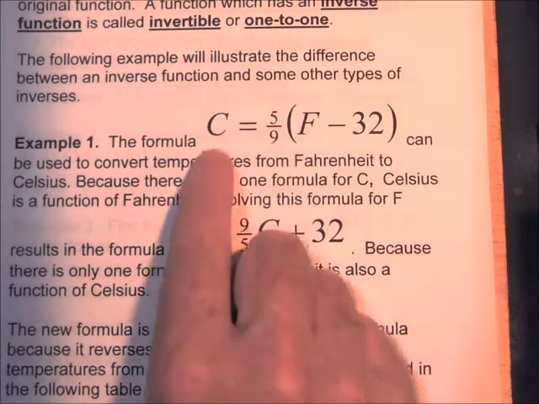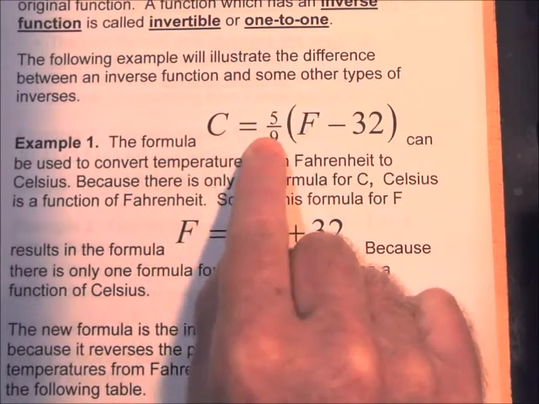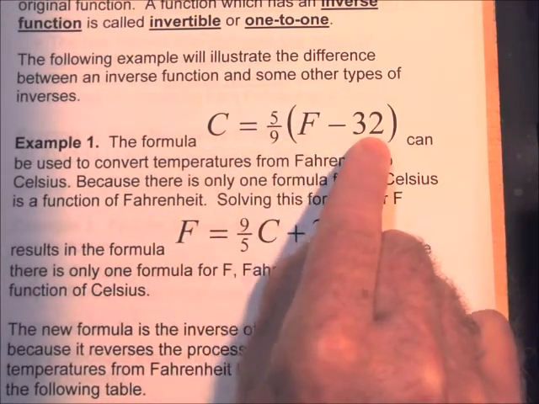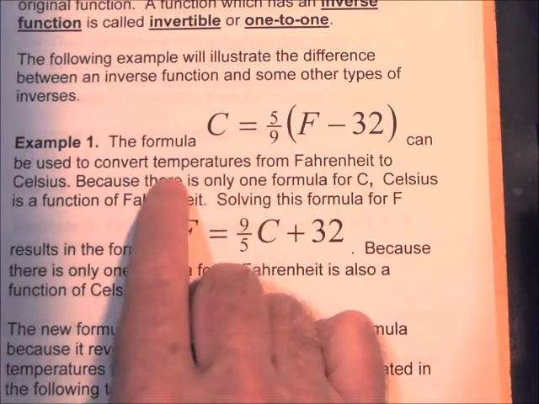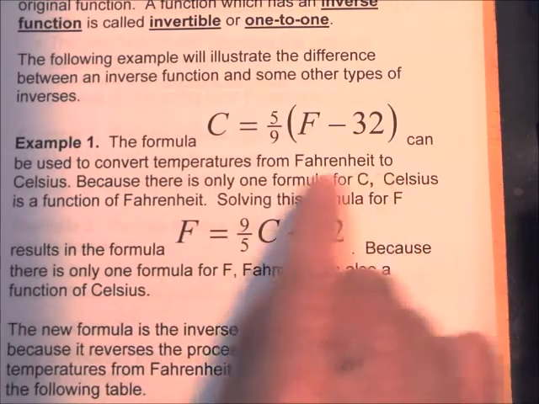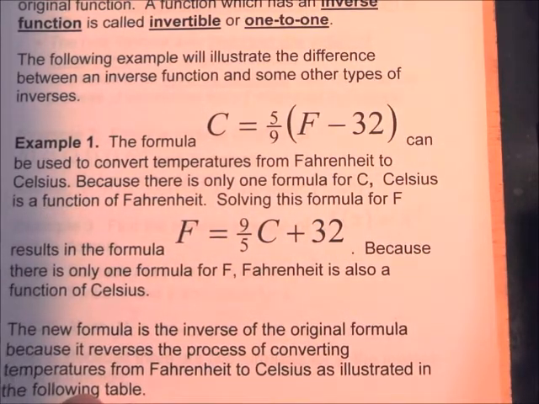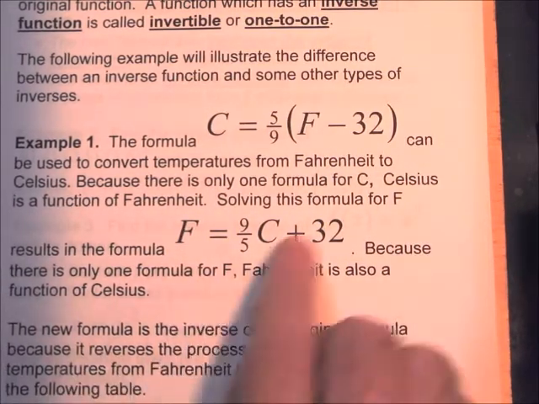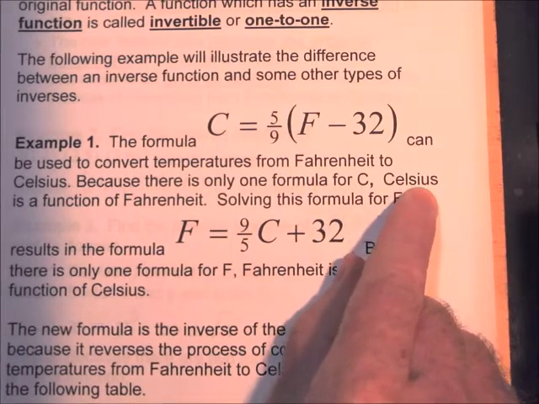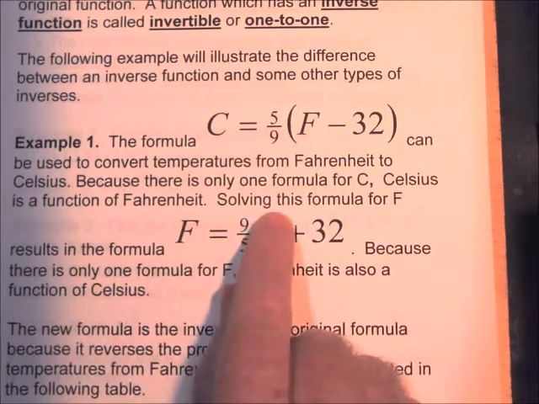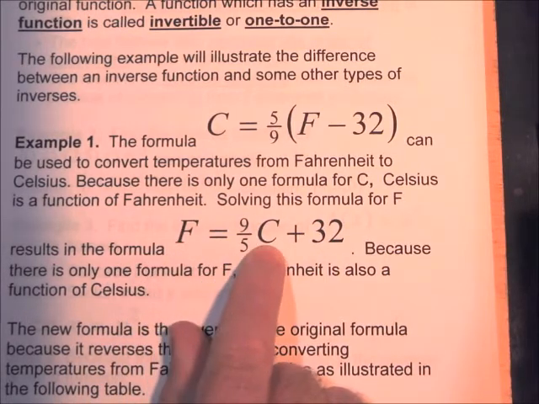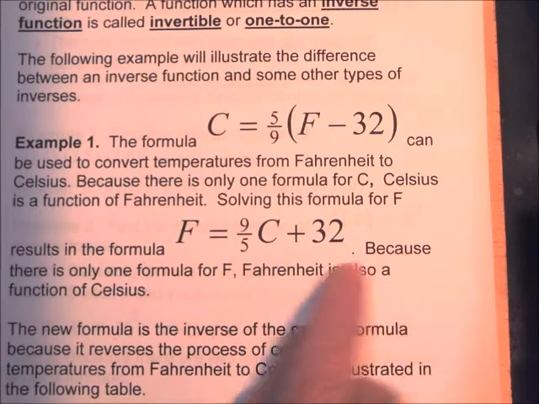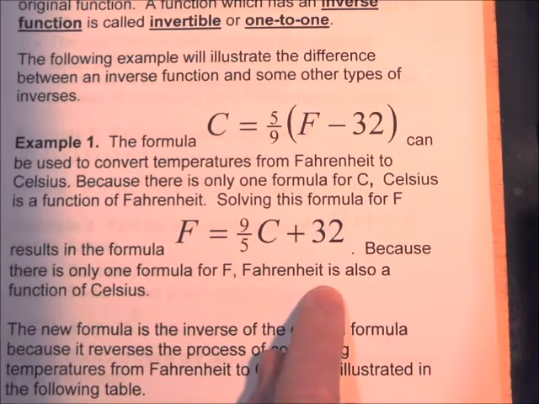In this example, C equals 5/9 (F minus 32). This is a formula for converting Fahrenheit temperatures into Celsius temperatures. Because there's only one formula for C, Celsius is a function of Fahrenheit. If you solve this equation for F, that results in the formula F equals 9/5 C plus 32. And because there's only one formula for F, Fahrenheit is also a function of Celsius.